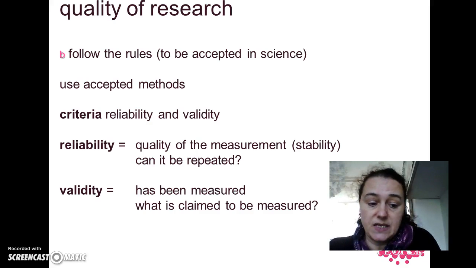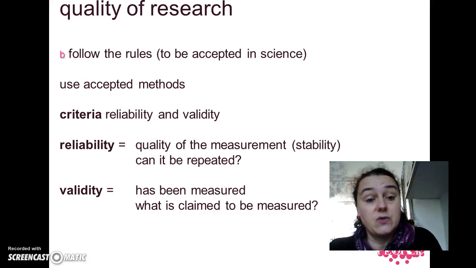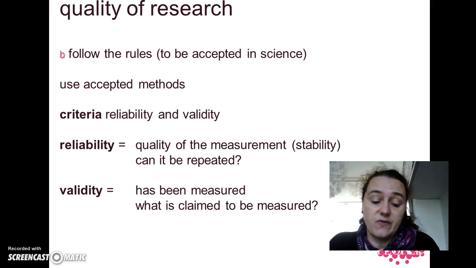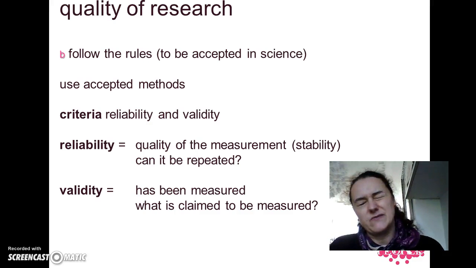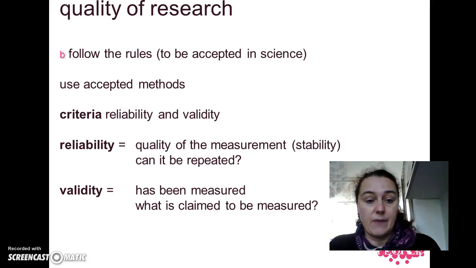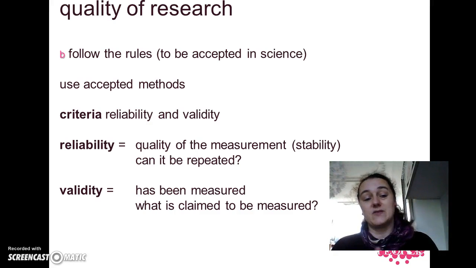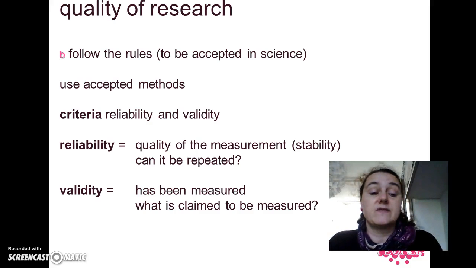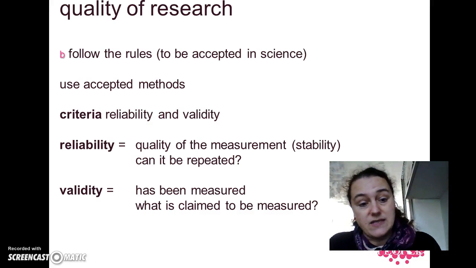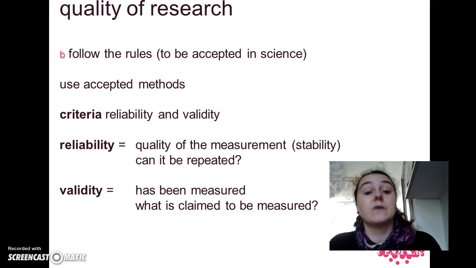Now, if you talk about quality of research, I said to be accepted in science, you have to follow the rules. One of these aspects there is to use accepted methods. And as we discussed before, designers have a bit different aims than academics, so we tend to be creative with our methods that we use. So we don't choose specifically structured or unstructured interviews, but semi-structured interviews, but then follow these methods in a good way if you want to be accepted in science.